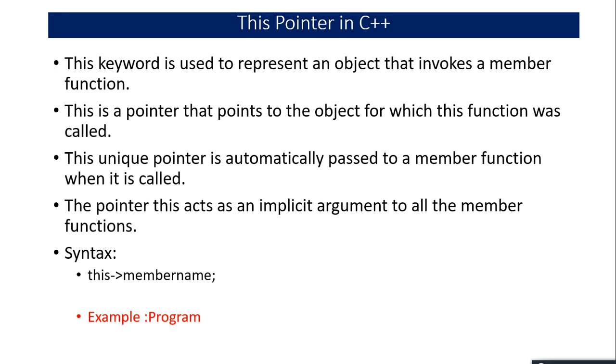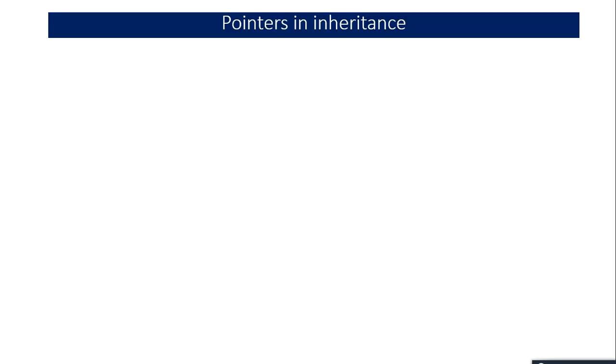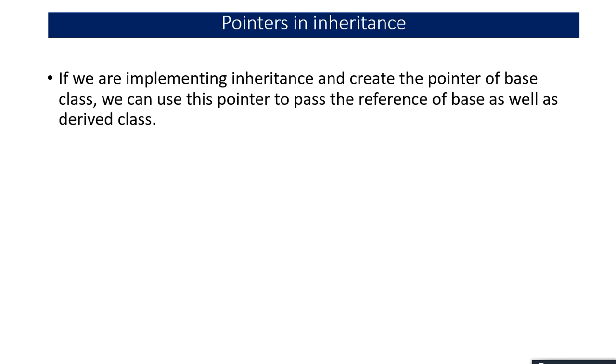Now let's move on to another topic, that is runtime polymorphism or pointers in inheritance. Just like creating objects of the class and then creating the pointer object of the class, this can also be implemented in inheritance. So if we are implementing inheritance and create the pointer of the base class, we can use this pointer to pass the reference to base as well as derived class. What I am trying to say here is, if you create a pointer of the base class, then this base class pointer can get the reference of a base object or the reference of any derived class object.